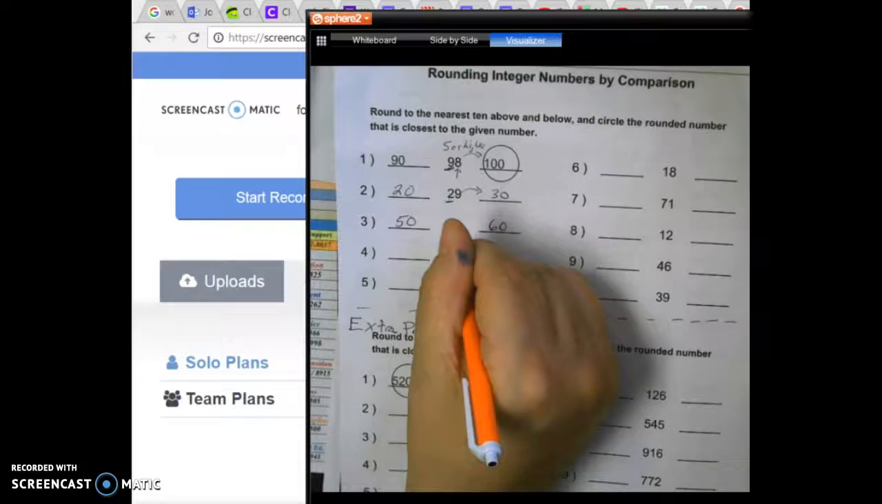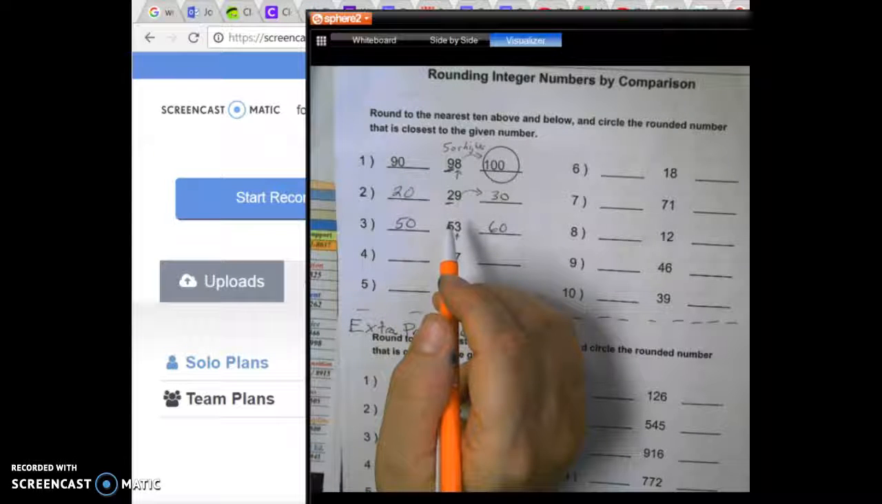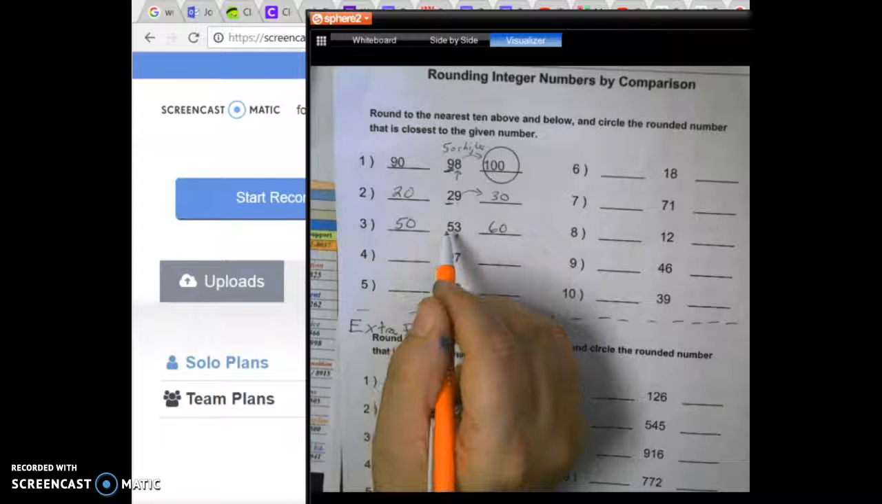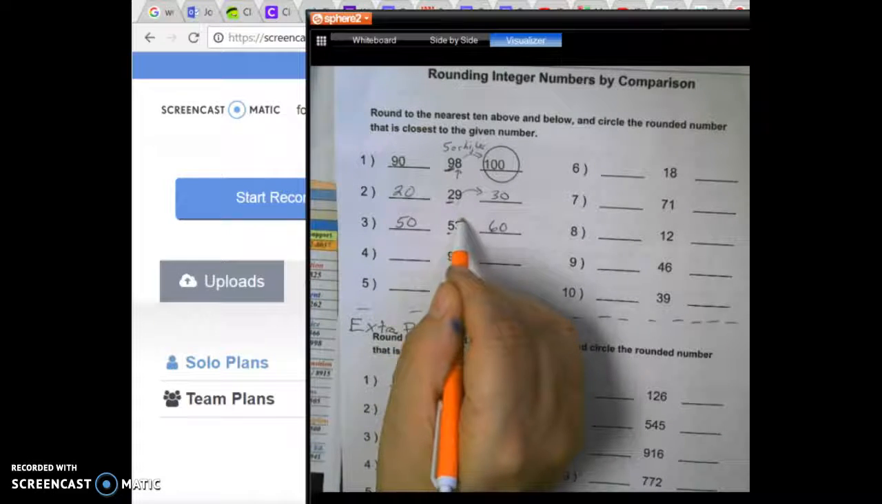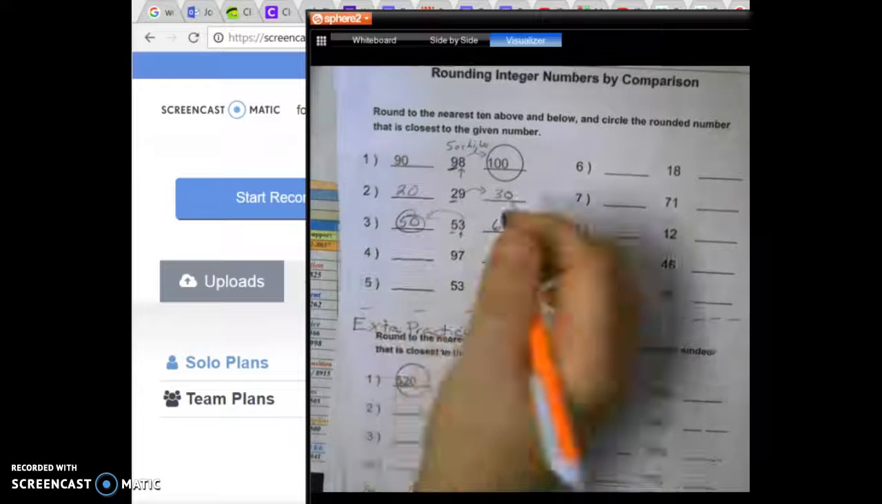Again, you look at this number right here. The number behind the tens place is the ones place. We're checking to see if that number is 5 or higher. 3 is not higher than 5. So we don't round up, we round down instead. So this one is going to be 50 for this answer.